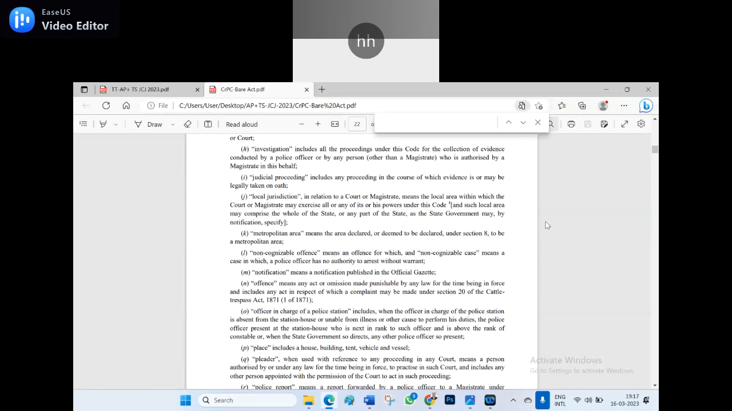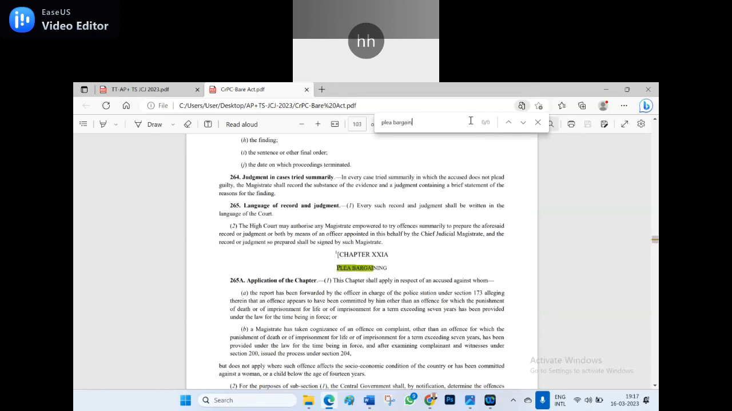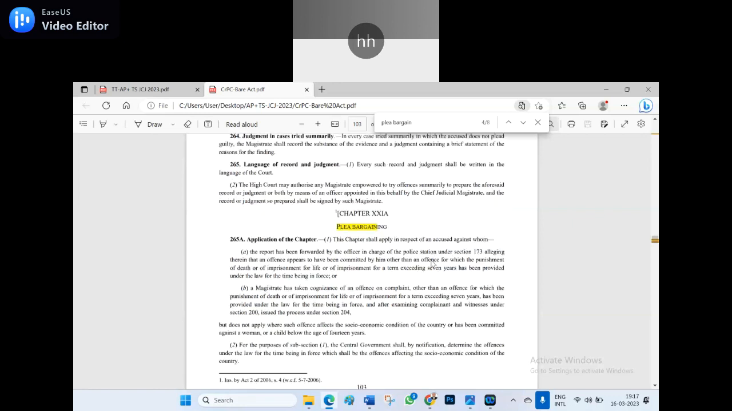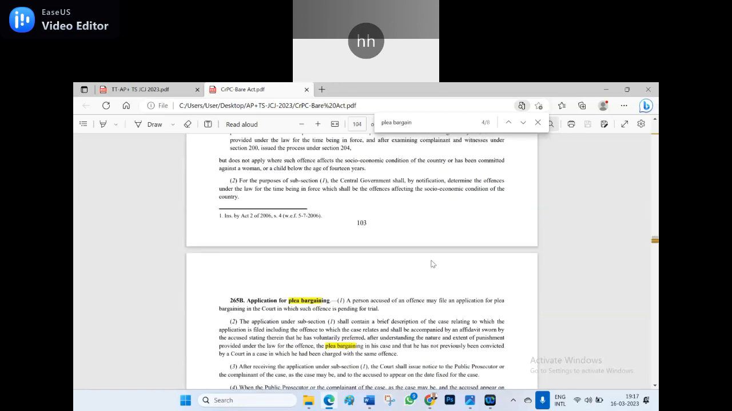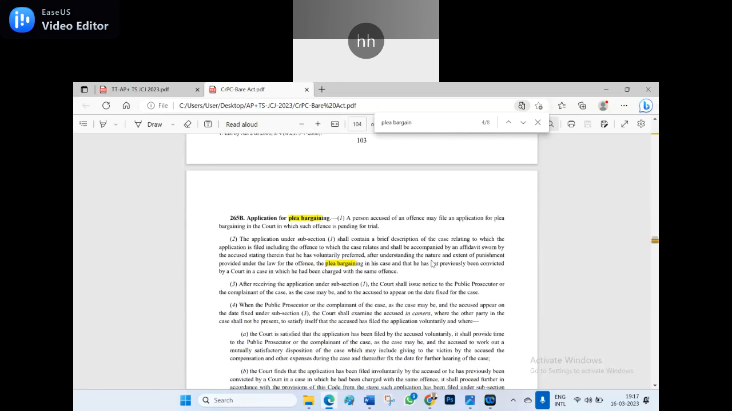And how many sections are repealed? Can you tell me? No, sir. Such a question we have to ask, but one should be very much prepared. And plea bargaining is given in which chapter? Supplementary question. Chapter 21A, capital A. And 265A, application of the chapter. That is, a plea bargaining can be made at any stage of the trial. Yes, sir, before final disposal.